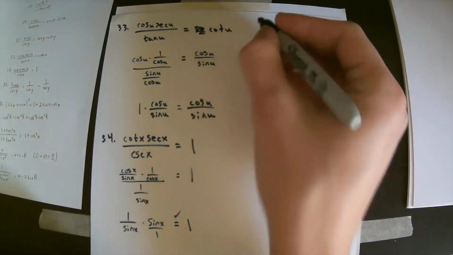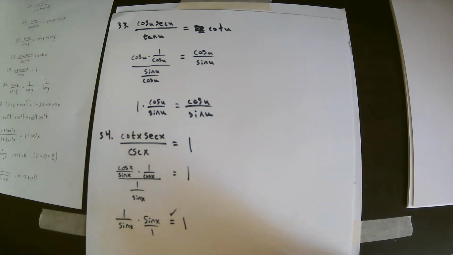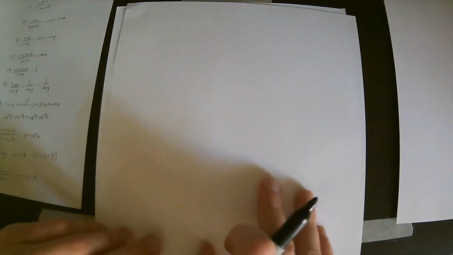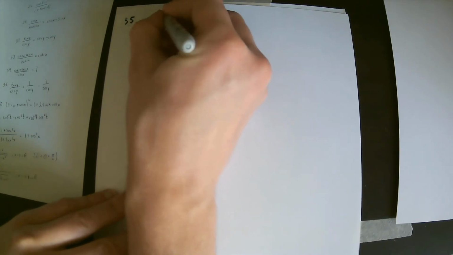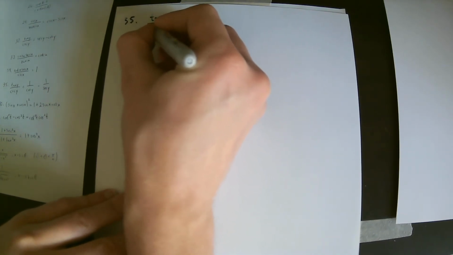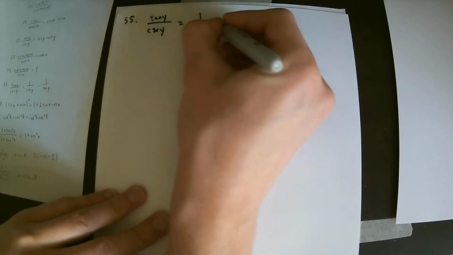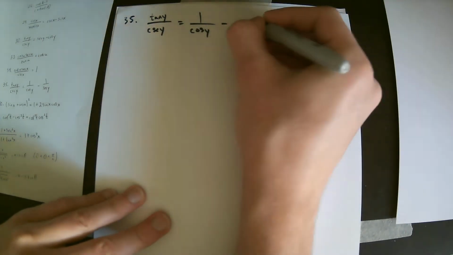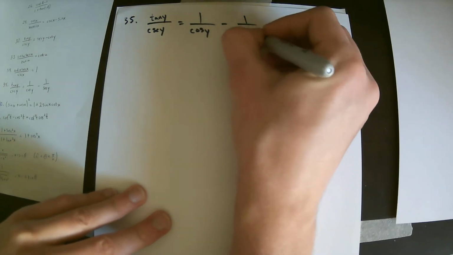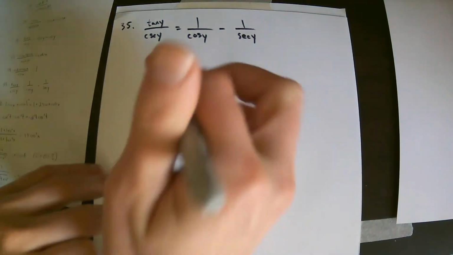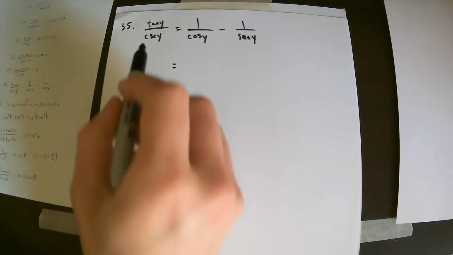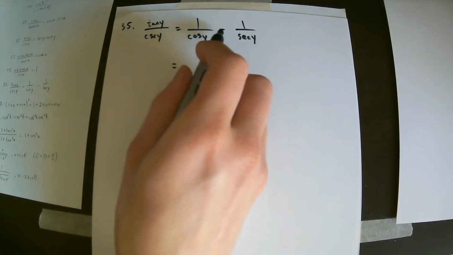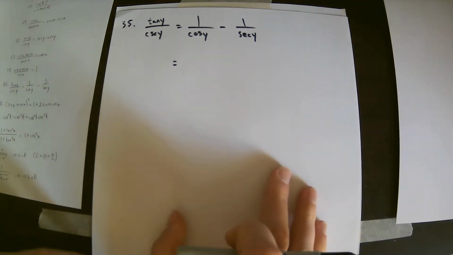Alright, how about, where's 35? I need more room for 35. Number 35 says tangent of y over cosecant of y is equal to 1 over cosine y minus 1 over secant y. Okay, so this is interesting. Somehow this division over here turns into a difference. So that's kind of interesting.